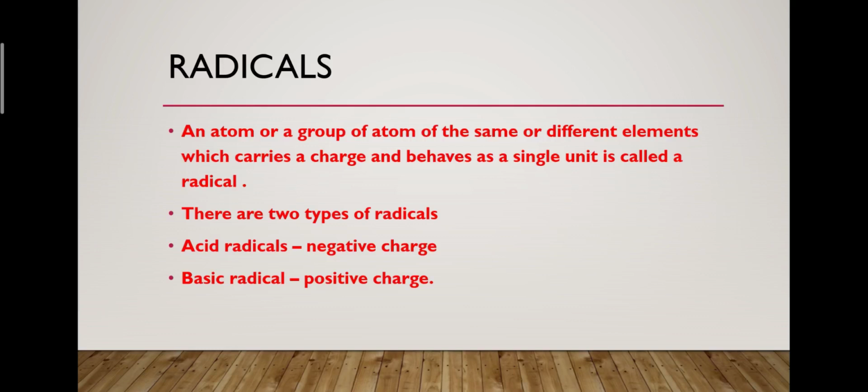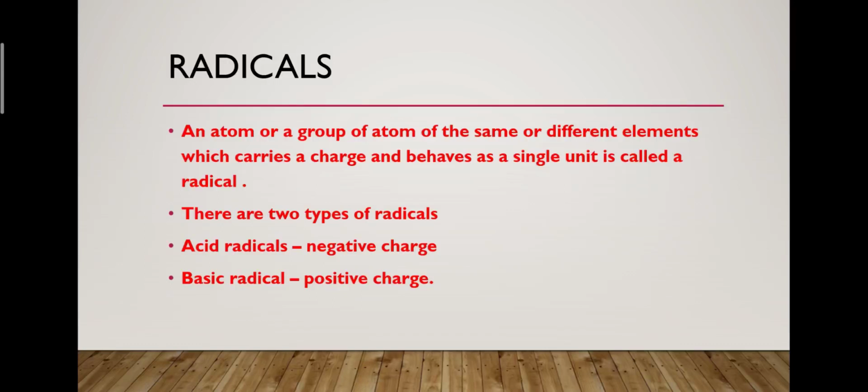Acid radicals are the ones which have negative charges on them. The acid radical is also called an electronegative radical or anion. The radicals which have a unit negative charge, like hydride, fluoride, chloride, bromide, the series of halogens, have only one negative charge on them. So they are called monovalent acid radicals.